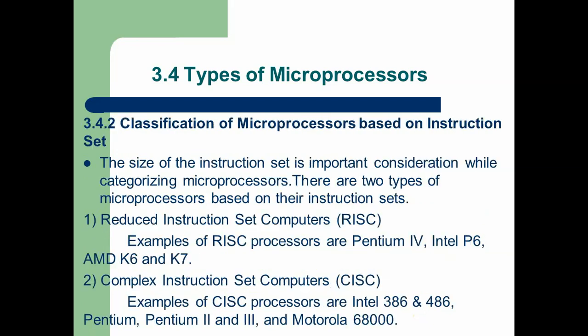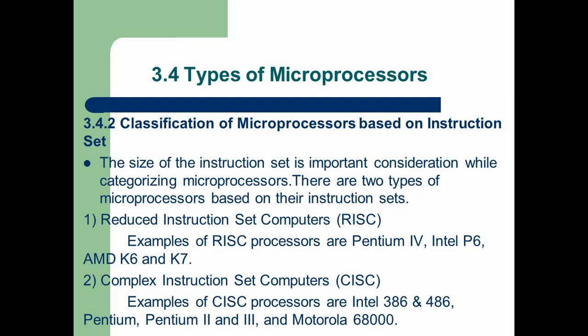Now we are going to see the classification of microprocessors based on the instruction set. The size of the instruction set is an important consideration while categorizing microprocessors. There are two types based on the instruction set: one is RISC, another one is CISC. RISC means reduced instruction set computers. CISC means complex instruction set computers.